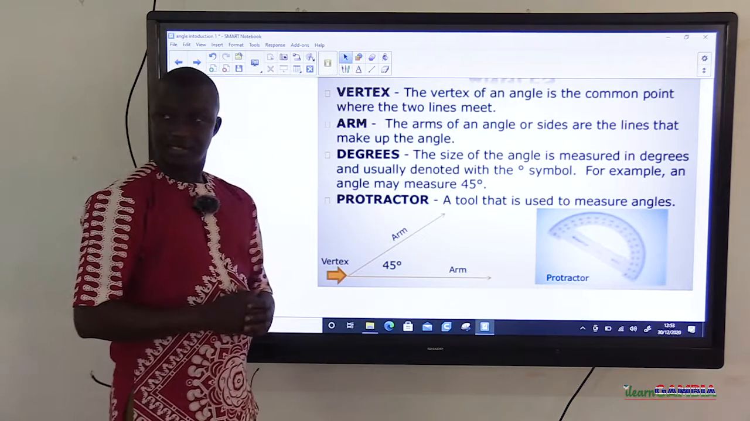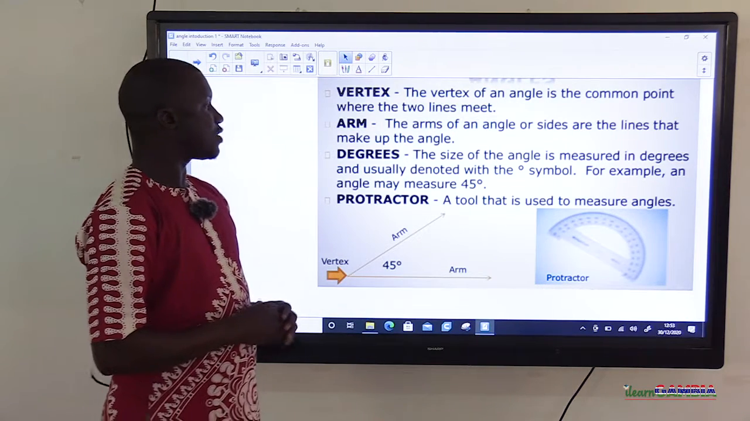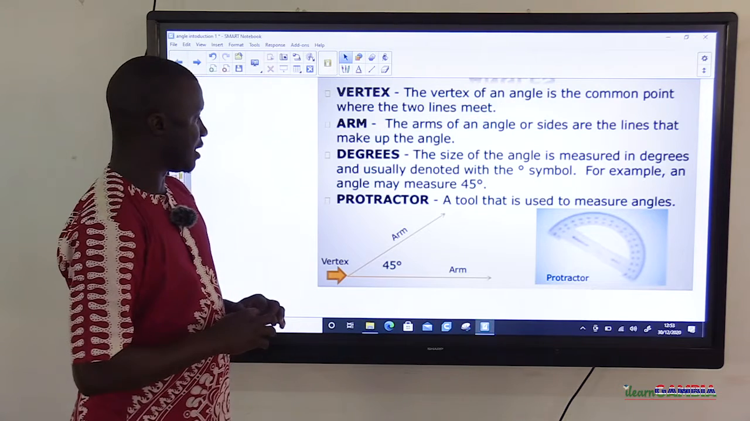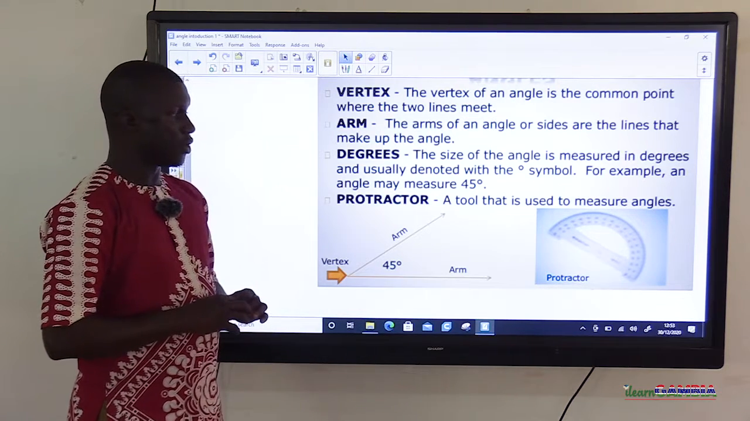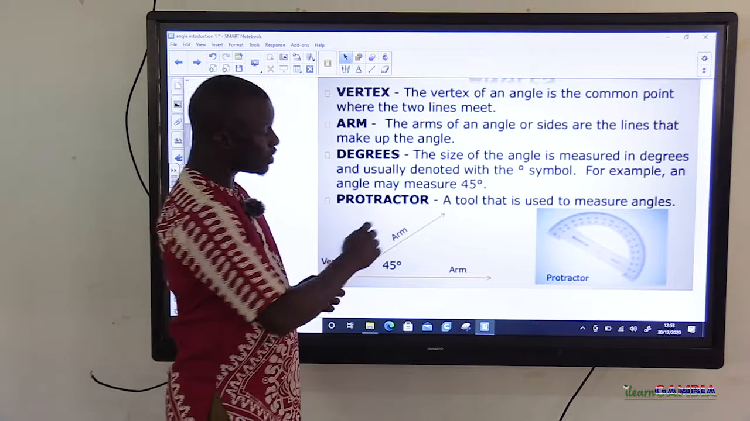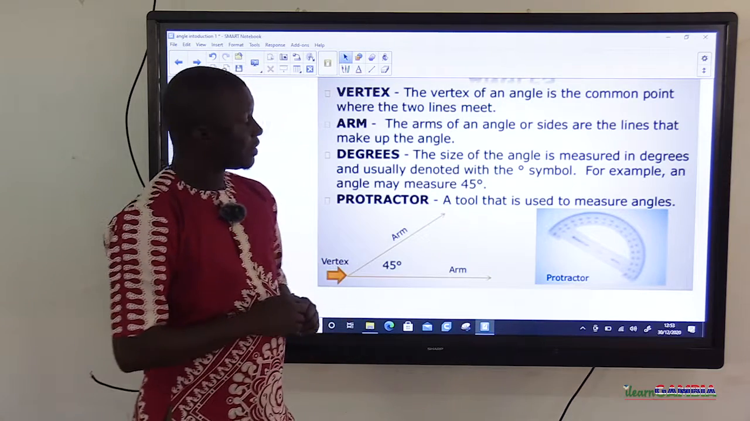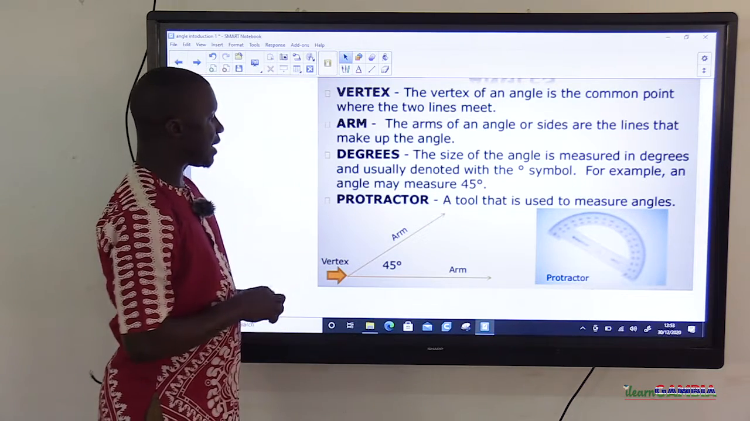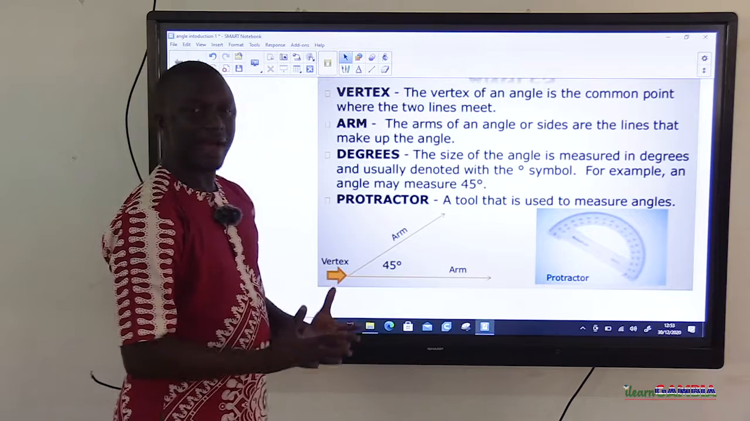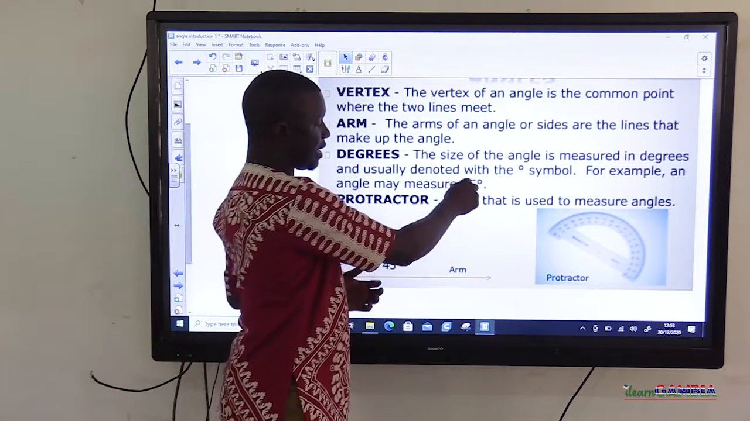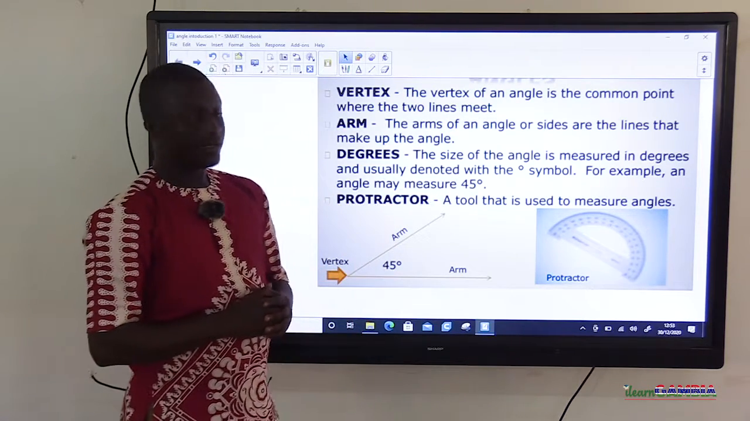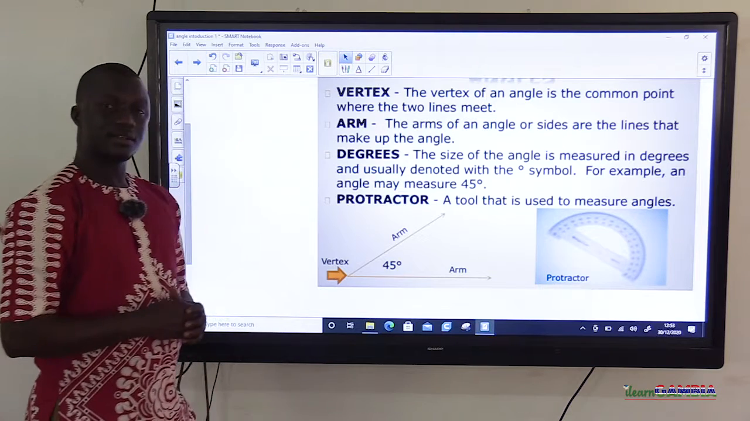Now, degrees. The size of the angle is measured in degrees and usually denoted with a symbol, a little circle. That is the symbol. For example, an angle may measure 45 degrees. The small circle there is the sign of the degree, 45 degrees.